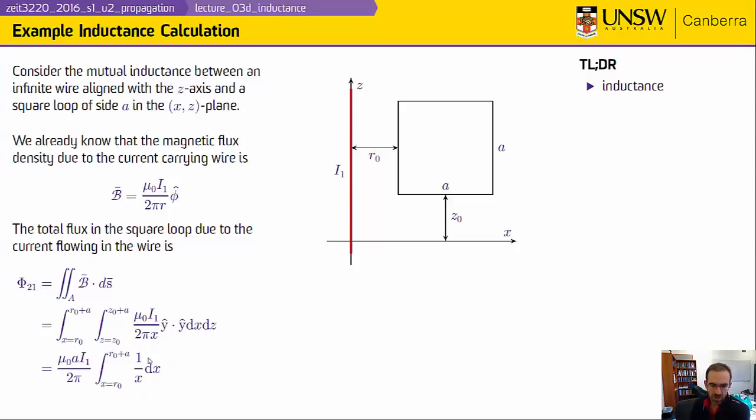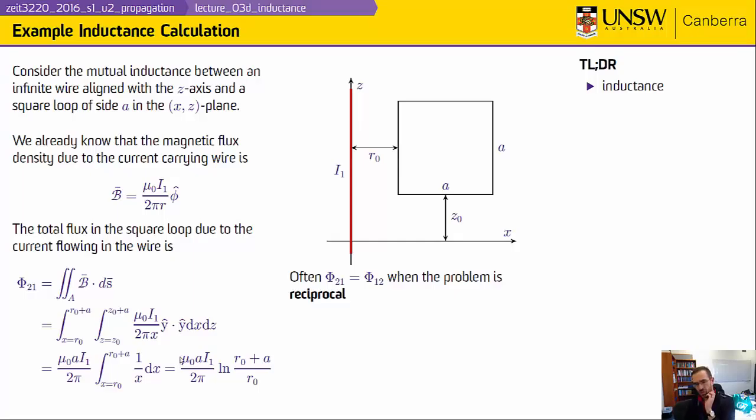I can factor out these constants, mu naught I over 2 pi. And my integral is going to go in the x direction. So in this particular cross section, r is equal to x in this plane, so I'm going to integrate from r naught to r naught plus a. The integral in the z direction gave me this constant a, and of course this is just a natural log, which you know how to do, and that is the mutual inductance.